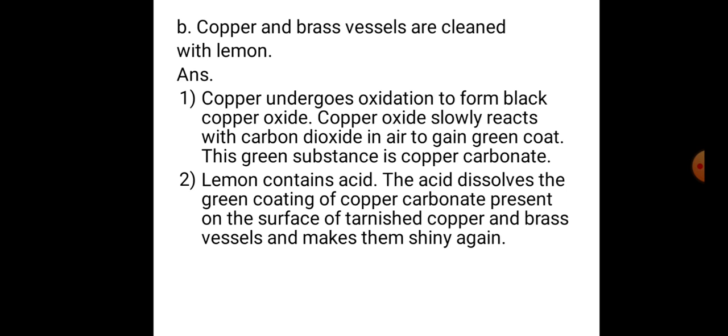Copper and brass vessels get corroded due to the formation of copper carbonate. Copper carbonate is green in color and acids have the property to dissolve this green coat of copper carbonate which is present on the tarnished copper and brass vessels. This coat will be removed by the acid and the vessels will become shiny again.